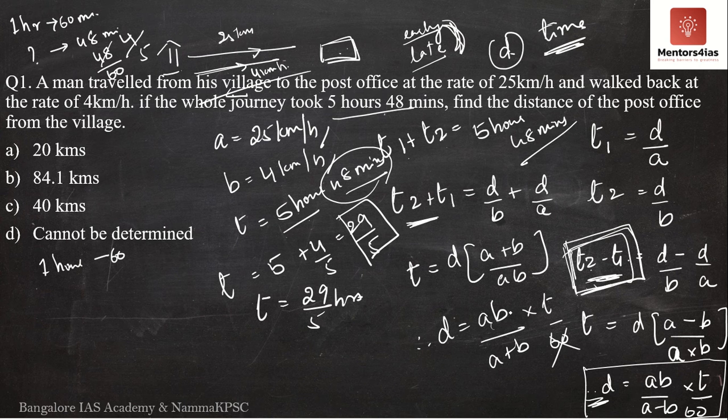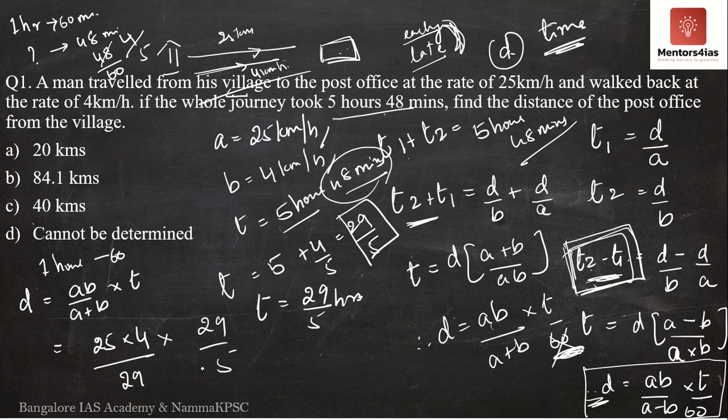So I have A, I have B, I have T as well. I only have to find out the distance, where distance is AB divided by A plus B into T. You see, it is in terms of hours, so I don't need 60. It is only T. Then what is D? A is 25 into 4 divided by 25 plus 4 is 29 into T. What is T? 29 by 5. So 29 cancel.